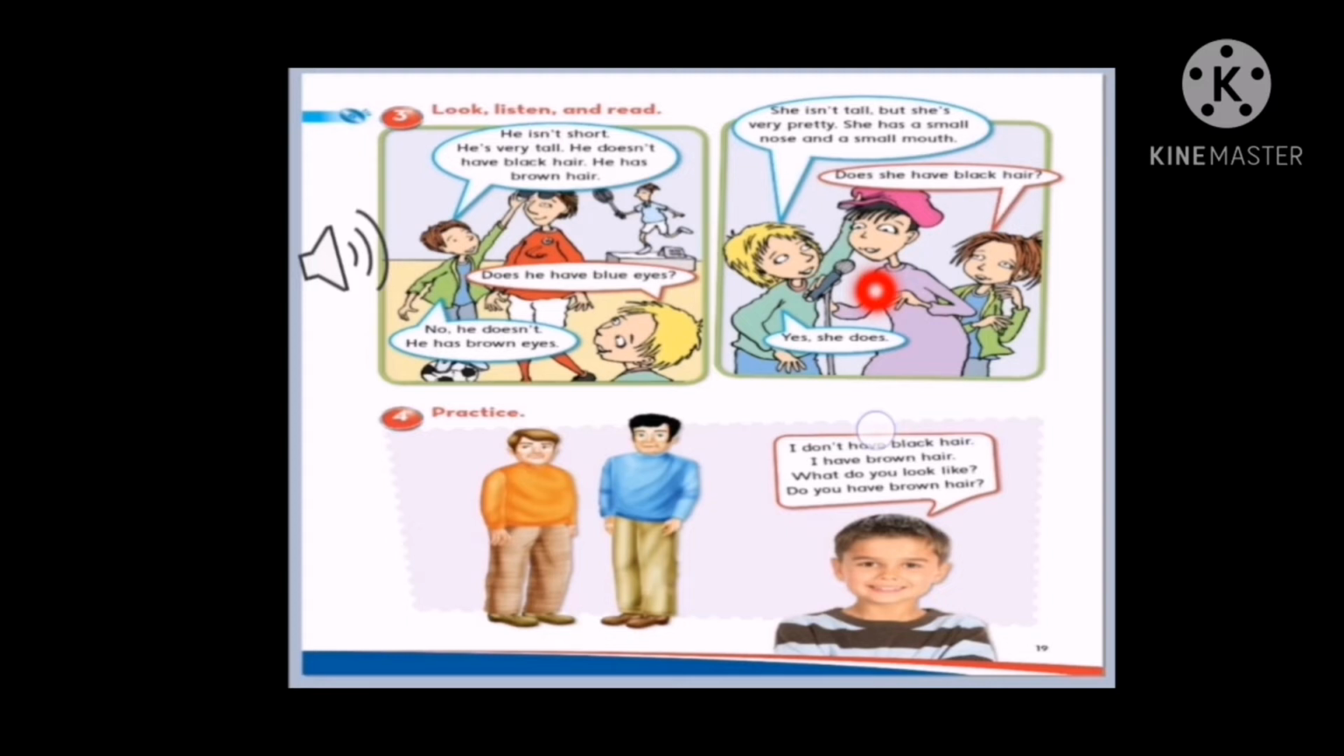Now, the third question, what does she have? ماذا لديها? This girl, what does she have? She has a small nose, small mouth, and black hair. As you can see here, she has short black hair.